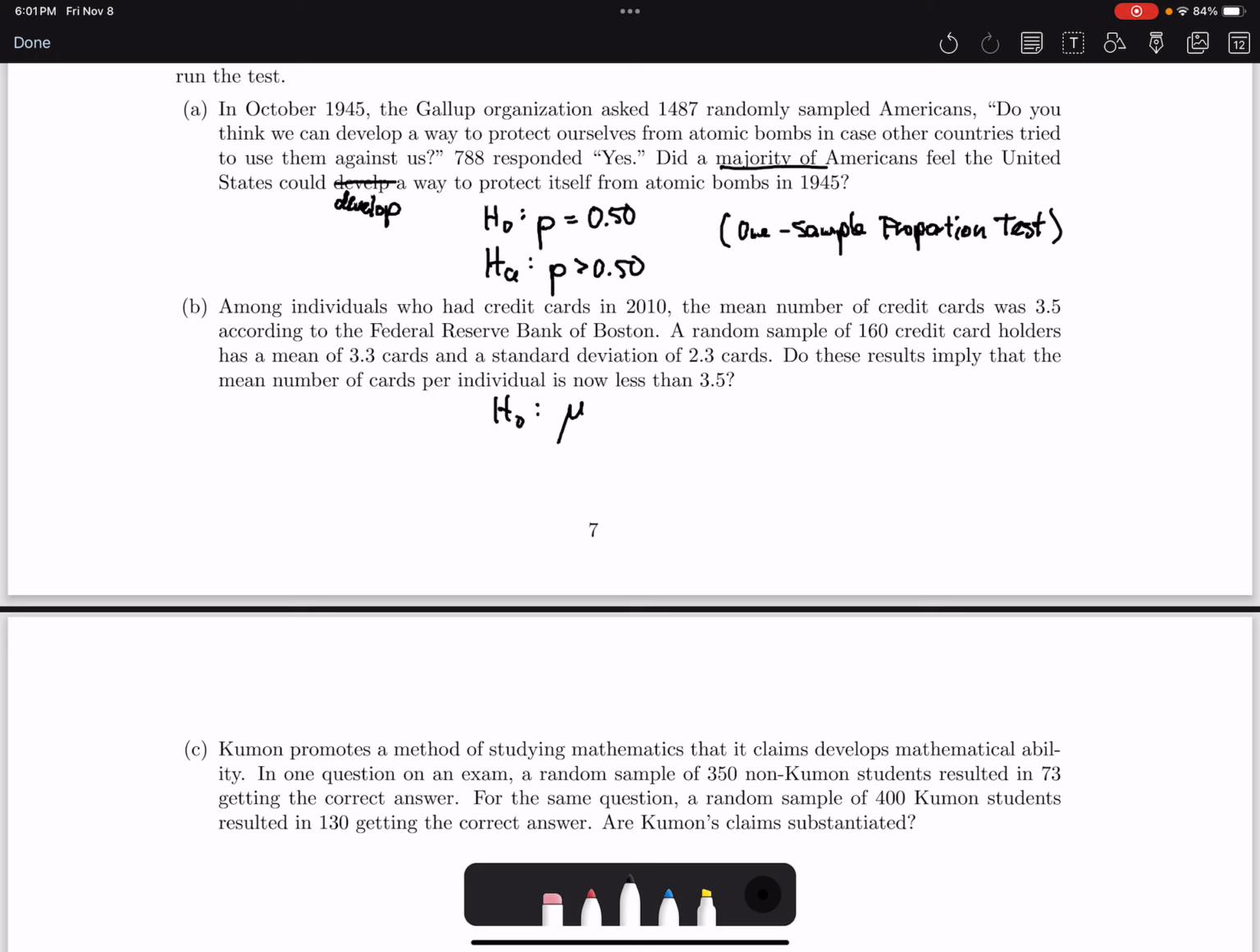And the null hypothesis is that there's no difference between now and 2010. The mean number of credit cards is the same as it was in 2010, right? So mu equals 3.5. The alternative hypothesis is that mu is now less than that, right? Less than 3.5. This is the test that we're asked to run. And our evidence is that the sample mean was 3.3, right? That's our evidence. But that's not the test that we're running. We're going to use that to test our claim. But the claim is that the mean is less than 3.5. So this is a one sample t-test.